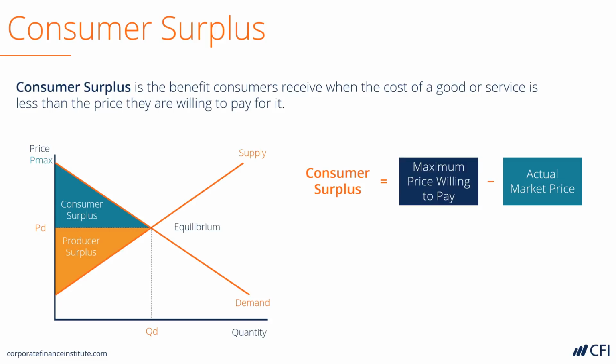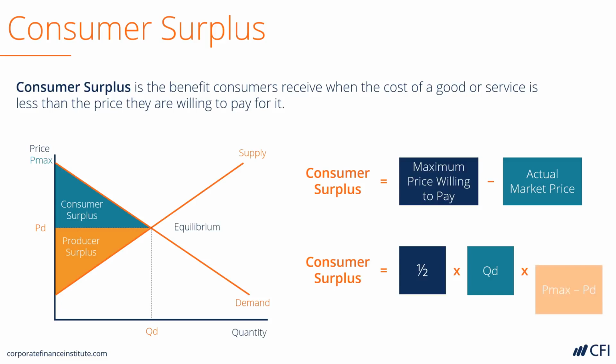So let's look at consumer surplus and producer surplus. The area of each triangle represents the total benefit to either the consumers or the producers, depending on where the price is relative to how much they're willing to pay for it or how much they're willing to produce the product for. So the consumer surplus is equal to half of the quantity demanded times the maximum price minus the equilibrium price. Let's look at an example with some numbers now.